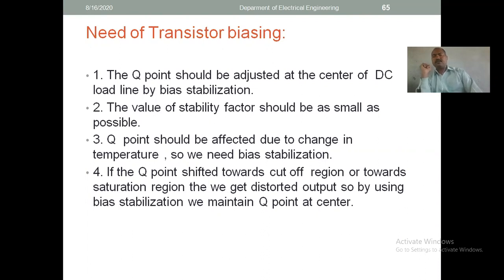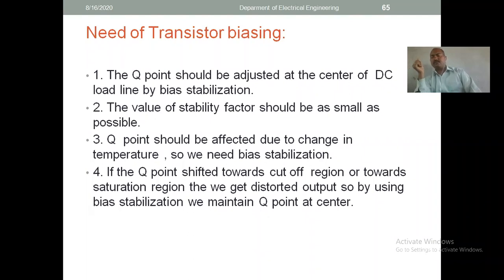That's why the stability factor of any device must be less, right? Now see, the Q point should not be affected by change in temperature. All electronic devices, the semiconductor devices, have more problems with temperature. As the temperature changes, the conductivity of the device changes. You know about semiconductors, right? Semiconductors are perfectly insulating at temperatures below room temperature, which means the temperature effect on a semiconductor is greater, so the Q point changes with change in temperature.